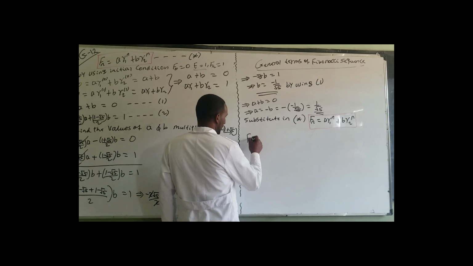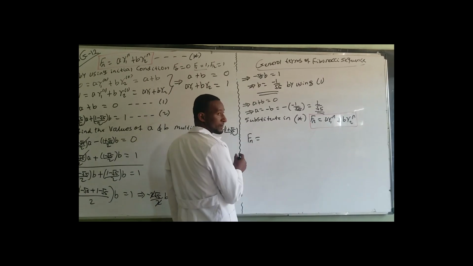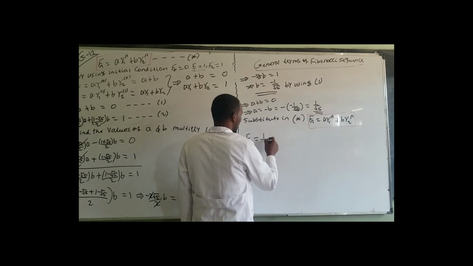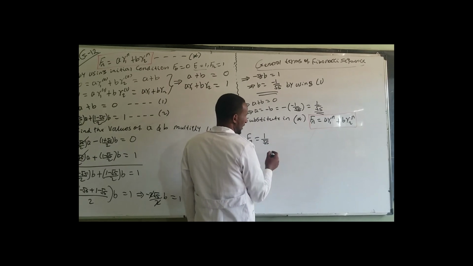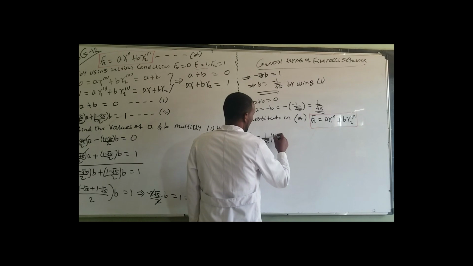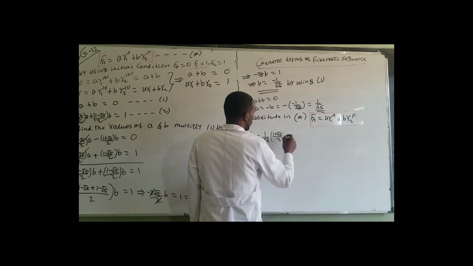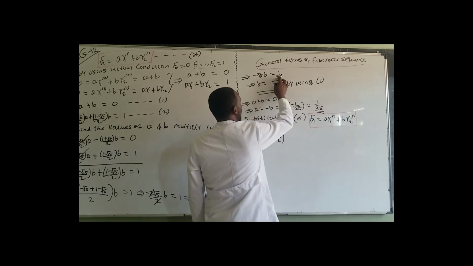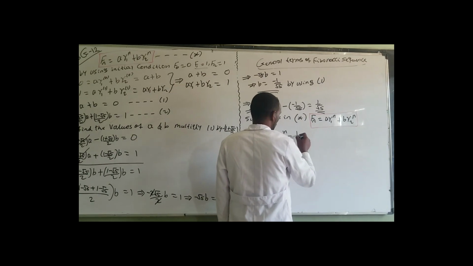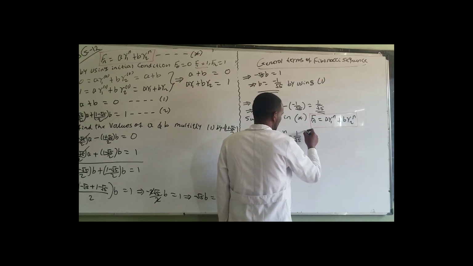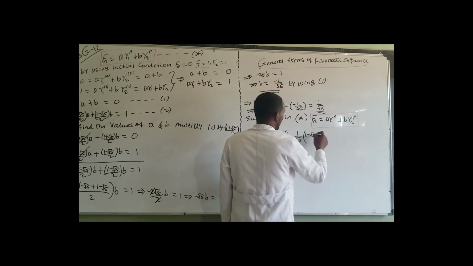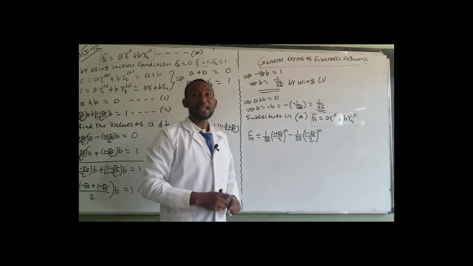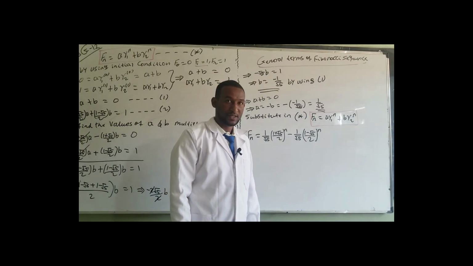Then f sub n is equal to a, which means 1 over square root of 5, times r1, which means 1 plus square root of 5 over 2 to the power of n. Then b means negative 1 over square root of 5, minus 1 over square root of 5 times r2, which means 1 minus square root of 5 over 2 to the power of n. This is the nth term of the Fibonacci sequence.